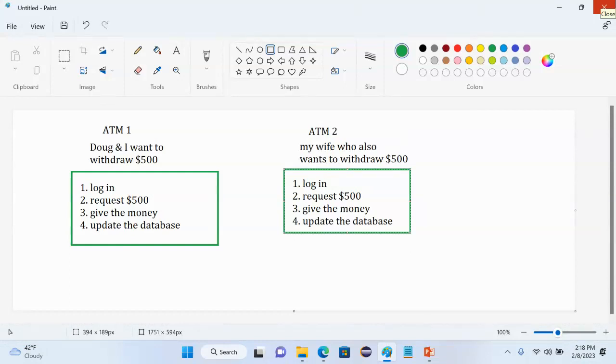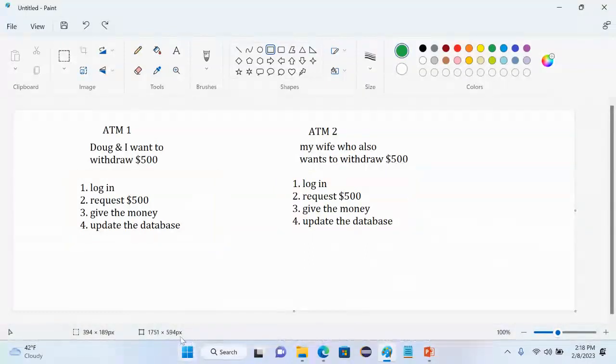What these things should do, they should both happen as self-contained units, right? So this process should happen and be complete, and I get my $500 and the database gets updated before this process starts. Or this process will start and finish before the process at my machine even starts. And that way, you know that the database is going to be correct. It's going to show that 2 withdrawals of $500 happened, right? But here's the problem that happens when you break isolation. I will show you.